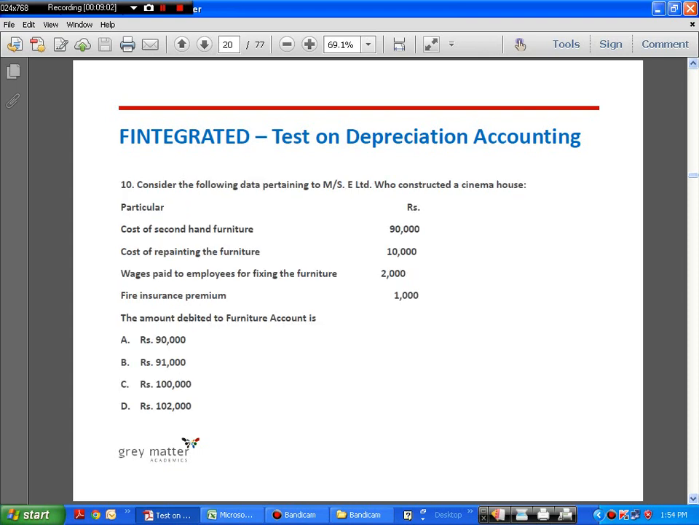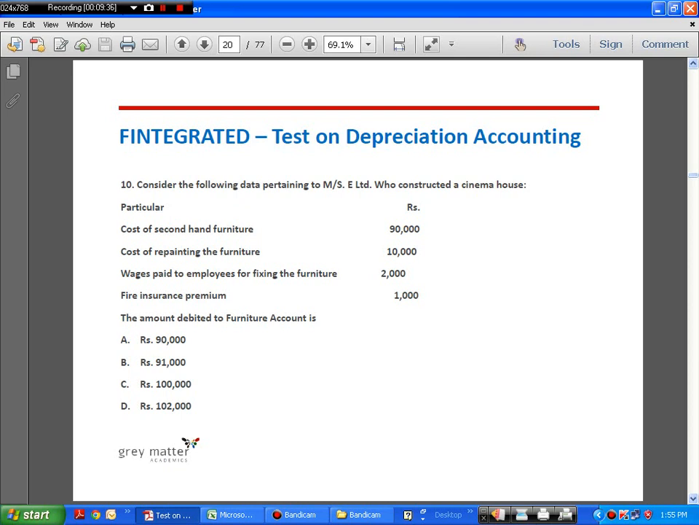Consider the following data pertaining to Messrs. E Limited, who constructed a cinema house. Particulars: cost of second-hand furniture, cost of repainting the furniture, wages paid to employees for fixing the furniture, fire insurance premium. Okay, so the amount debited to furniture account will be, right, so the basic cost is 90,000. Since it's second-hand furniture, you cannot use the furniture unless it is repainted. So 10,000 will also be part of cost of the asset. So it now becomes 1 lakh.